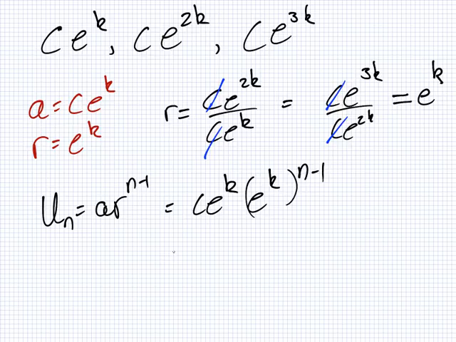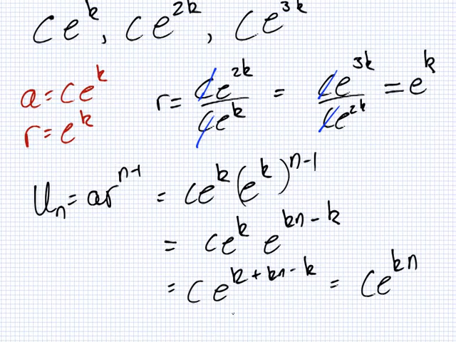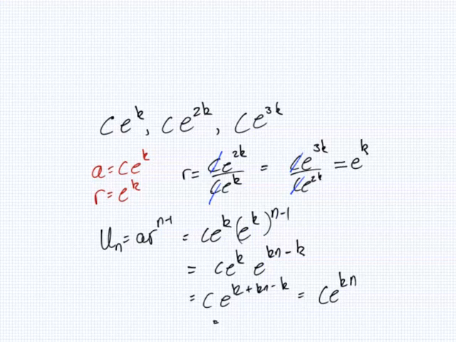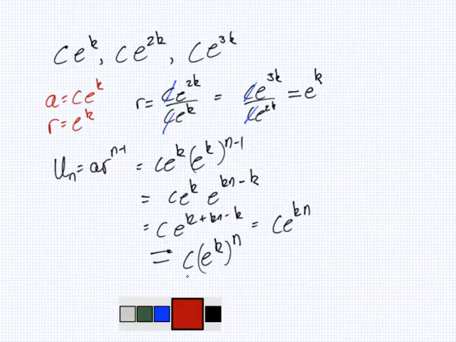I suppose we can clean this up a little bit if we need to. So that's CEK EKN minus K, which is CEK plus KN minus K, which is CEKN, which obviously gives us something you could have guessed at the start. CEK bracket N. This is the A and this is the OR. Well, we said that earlier.